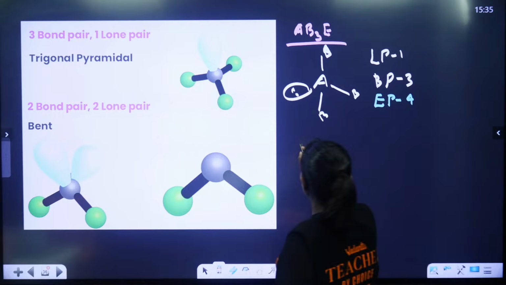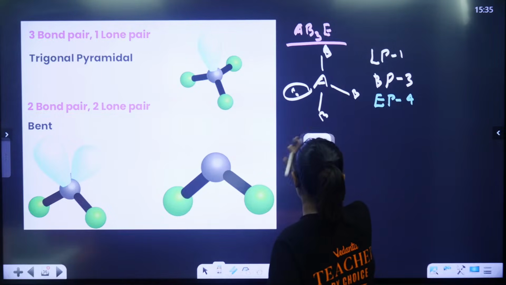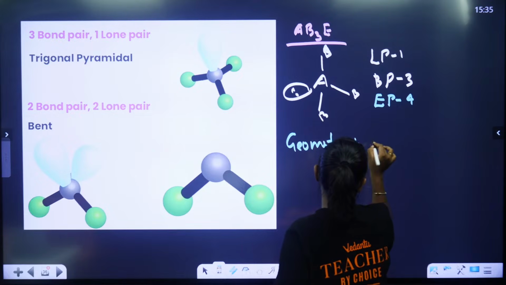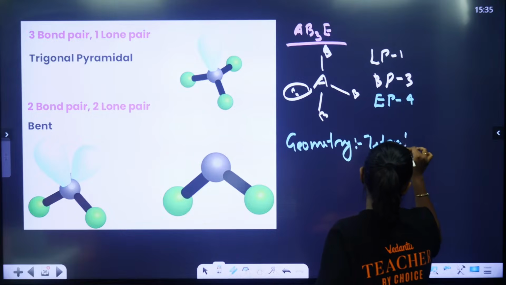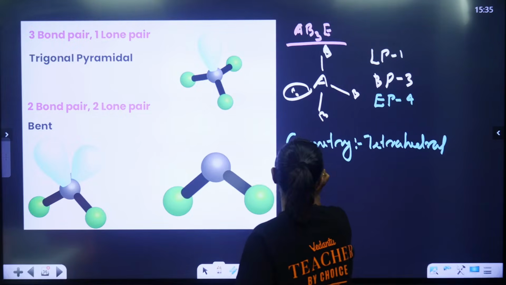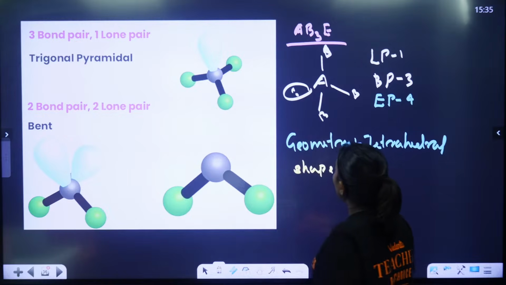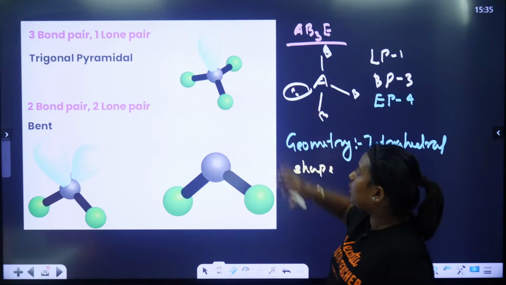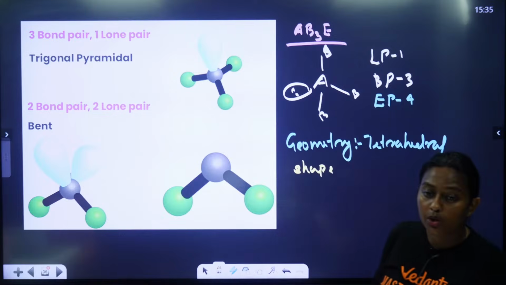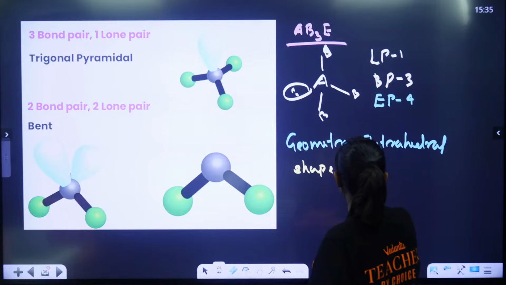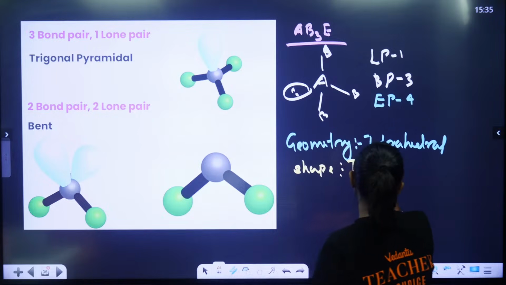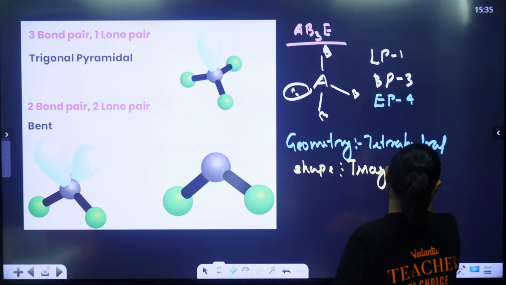Then what is the shape? So I will write geometry and shape. Geometry, tetrahedral. And what is the shape? You can ignore this lone pair. So you will get a structure. That structure is actually trigonal pyramidal.